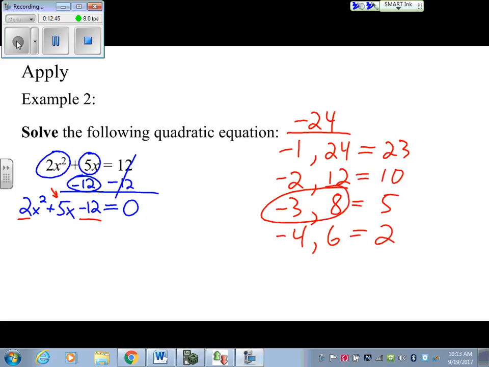So for this one, we don't write our binomials yet. We split apart that b term. So I'm bringing down my a term, 2x squared. The 5x we're going to rewrite as negative 3x and positive 8x, and then minus 12 equals 0.